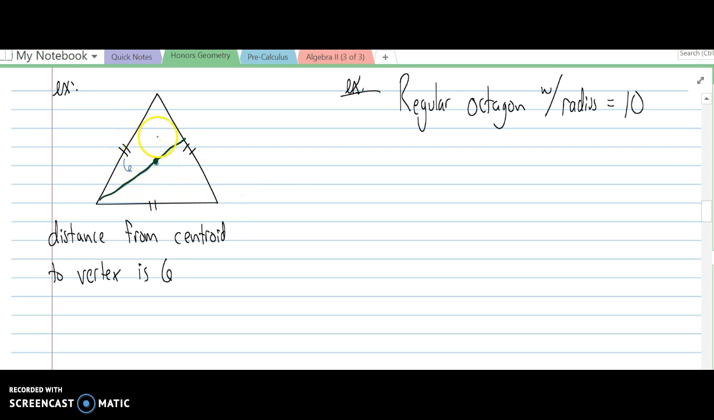Centroid has a 2-to-1 ratio, so if this length is 6, the other length is going to be 3, which means the entire length of that altitude would be 9. I'm using these terms interchangeably, again, because of all this symmetry. And in this yellow triangle, we have this length is 9, right triangle, and it's going to be a 30, 60, 90 triangle. I know that because this was 60 degrees from the regular triangle. 9 is the long leg.